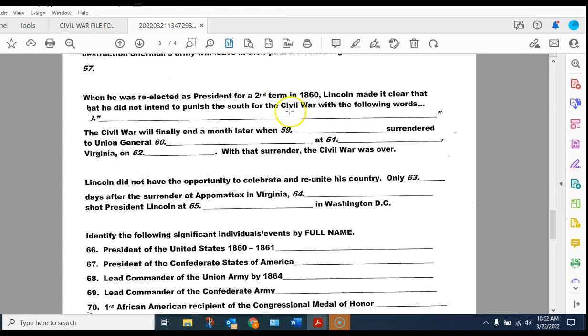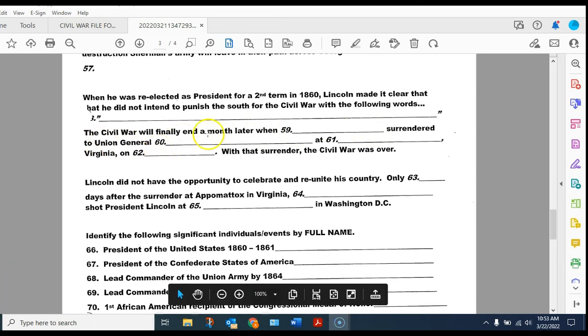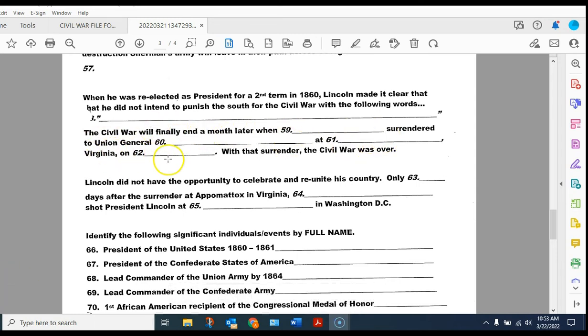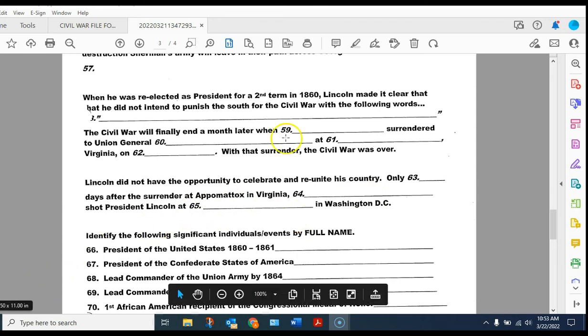When he was reelected as president for a second term in 1860, Lincoln made it clear that he did not intend to punish the South for the Civil War with the following words. The Civil War will finally end a month later when blank surrendered to the Union general at blank, Virginia, on blank. With that surrender, the Civil War was over. Lincoln did not have the opportunity to celebrate and reunite, though, with his country. Only blank days after the surrender of Appomattox in Virginia, blank shot President Lincoln at blank in Washington, D.C.